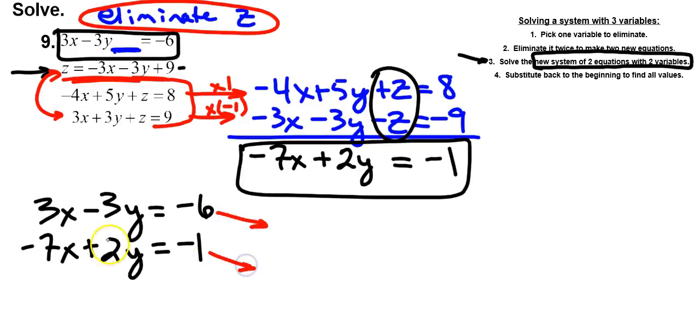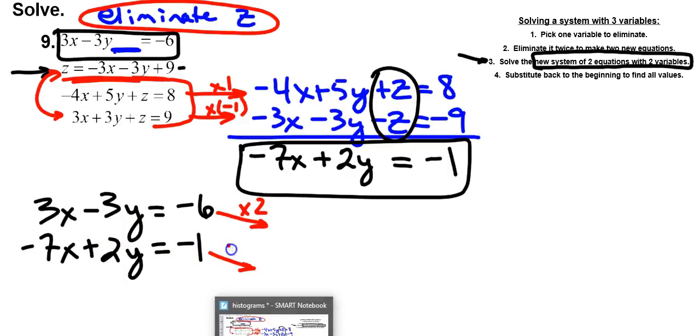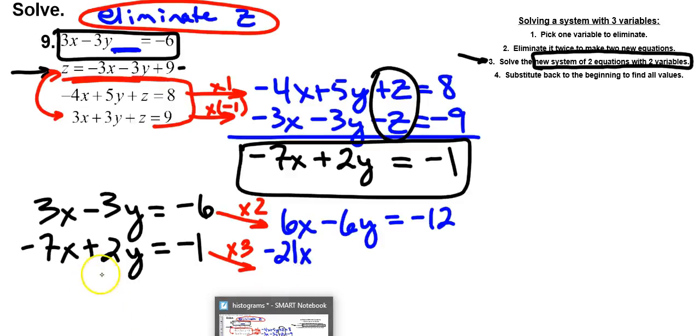So to do that, I'm going to multiply my top equation by 2. I'm going to multiply my bottom one by 3. And that is going to give me some y values that will cancel out. And multiplying by 2, I get 6x minus 6y equals negative 12. And multiplying this one by 3, I get negative 21x. Multiplied by 3 there gives me plus 6y. And multiplying by 3 on the last term gives me negative 3.